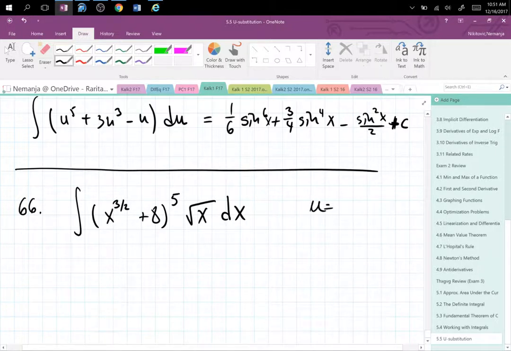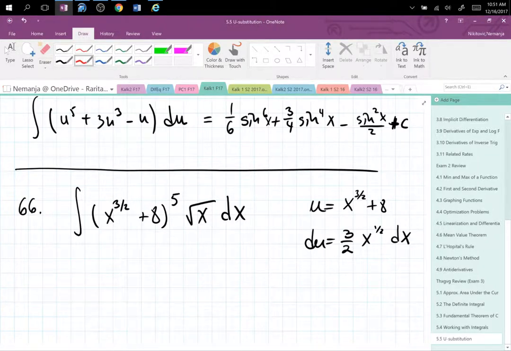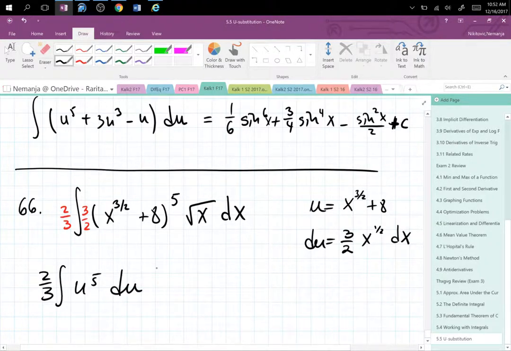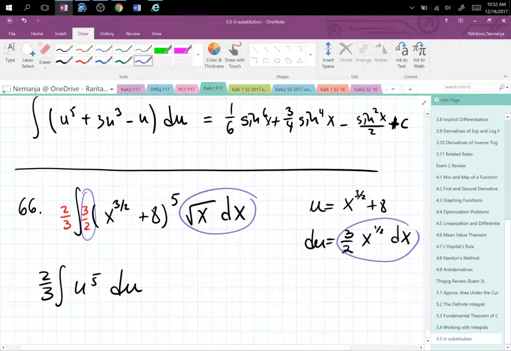What is u over here? Yes. And what's du? It's 3/2 x to the half dx, right? So we need these 3/2. If I plug in 3/2 over here, I put 2/3 in front. So we have 2/3 integral, and now I have u to the 5 du. This and this is that. Are we all staring at it? Do we all see it?